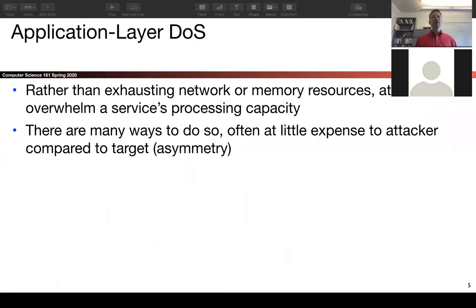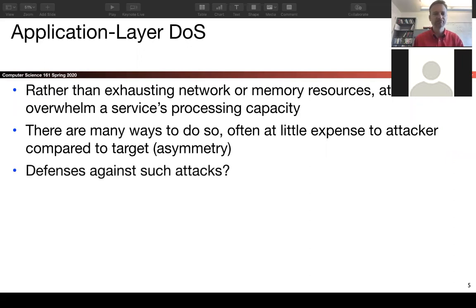So in general, application layer denial of service, rather than trying to exhaust the limited resources it's trying to exhaust, instead of it being the network or the memory, it's the capacity of the service that's under attack. And we saw an example here where there's tremendous asymmetry, where the attacker's workload is very low. The expense to the attacker is very low compared to the expense to the defender. And whenever you have that kind of asymmetry, that's when these denial of service attacks are potentially dangerous.